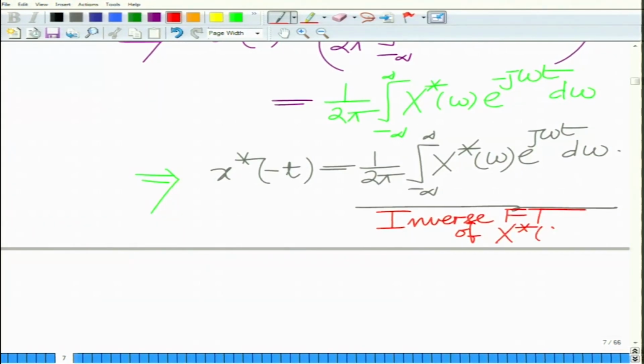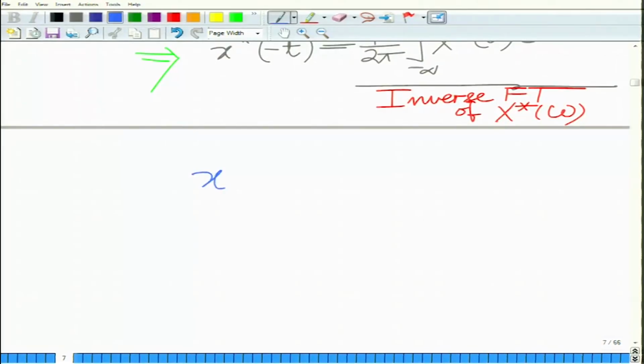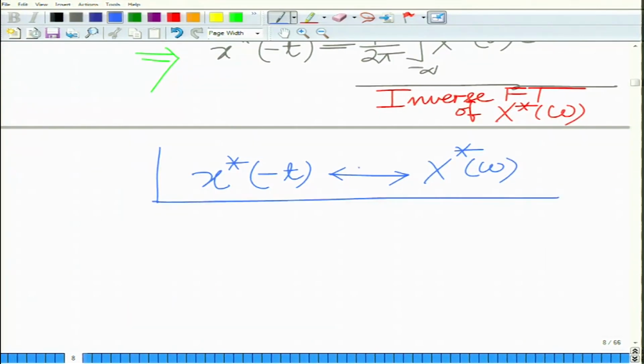of X conjugate of ω, all right. So, you can see x conjugate of minus t is basically the inverse Fourier transform of X conjugate of ω. So, therefore, one can conclude that x conjugate of minus t has the Fourier transform capital X conjugate of ω, okay, all right. So, this is the first property that we want to start with, that is x conjugate of minus t has the Fourier transform capital X conjugate of ω.